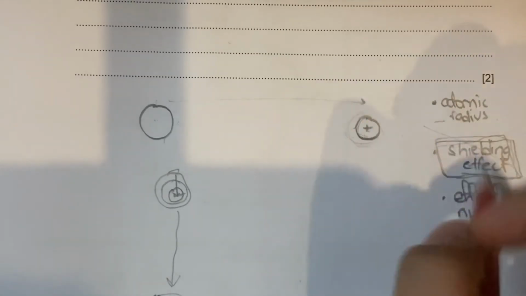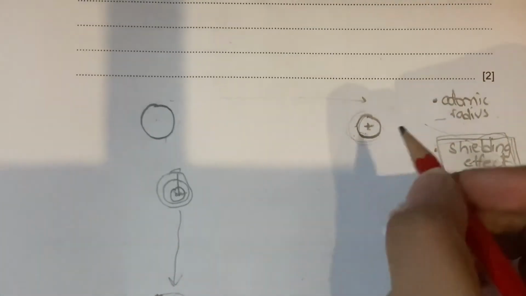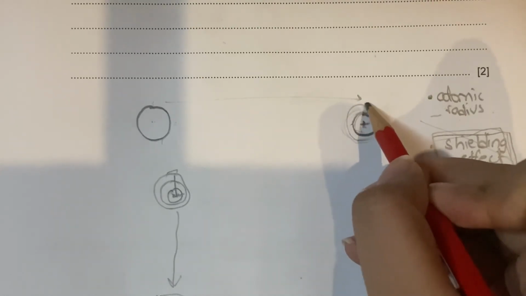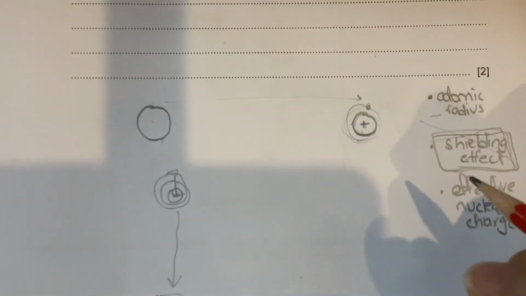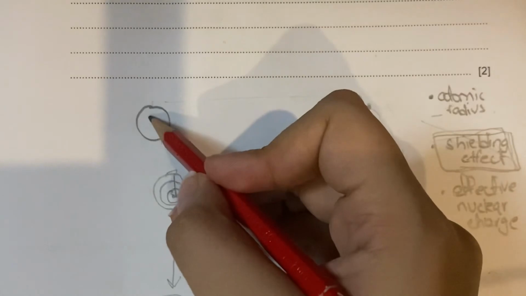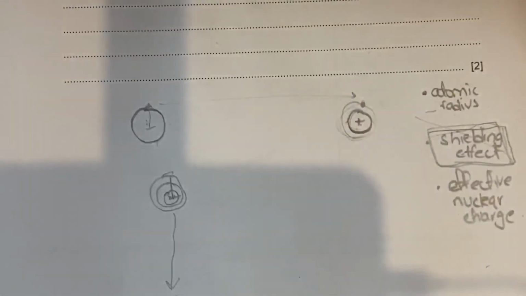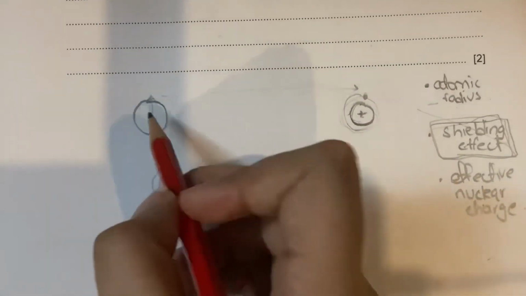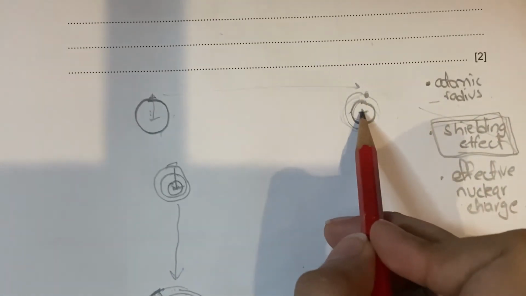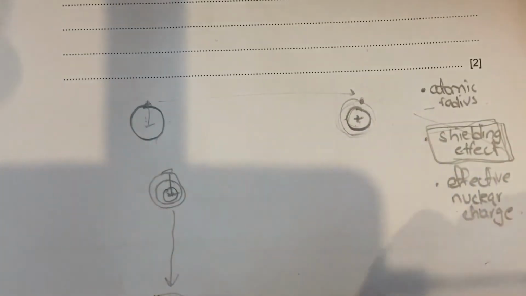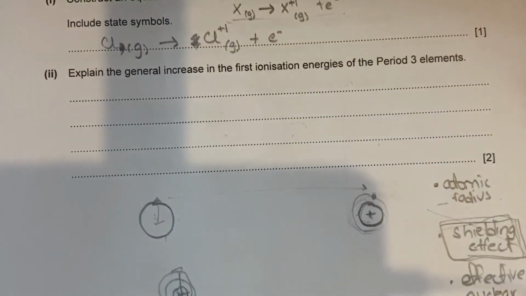this element will require more energy for the valence electron to be removed, because the nucleus is holding on to the electrons very tightly as compared to this, which has a longer distance from the nucleus to the valence shell. So this nucleus will hold on to the valence shell more tightly. So this is what you're going to write over here.